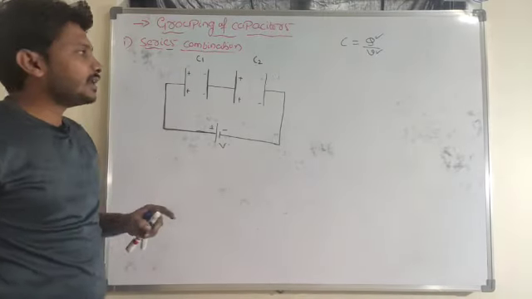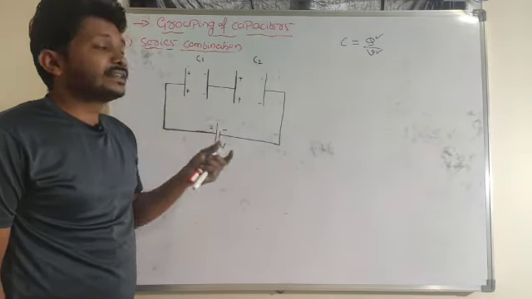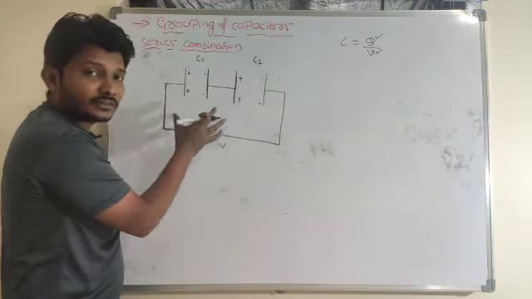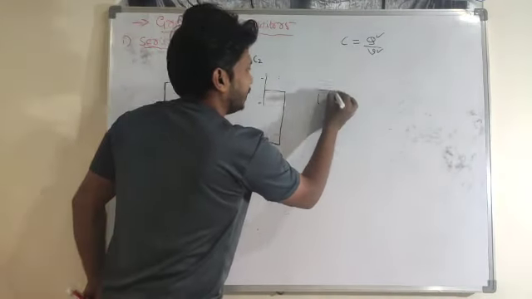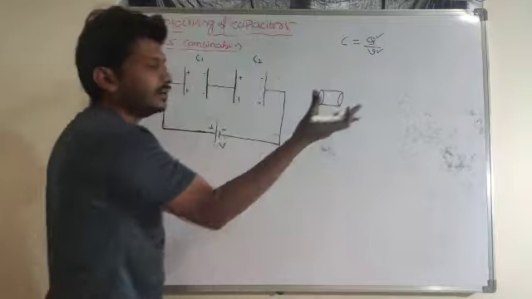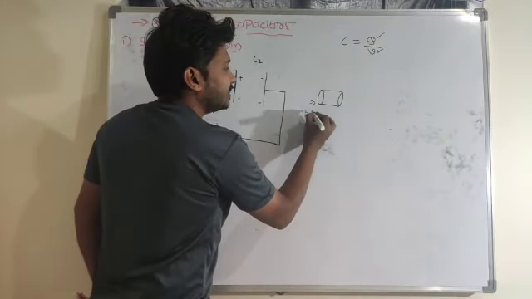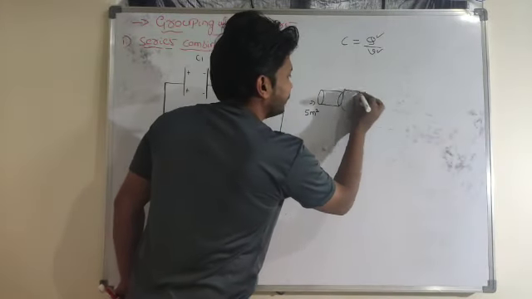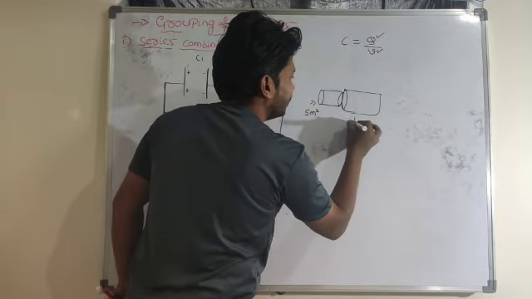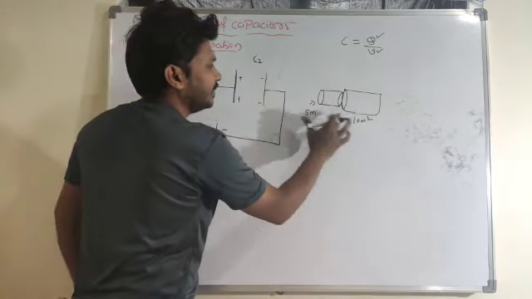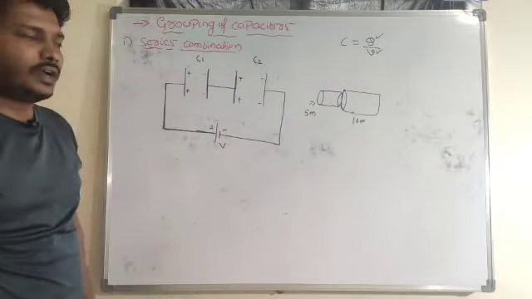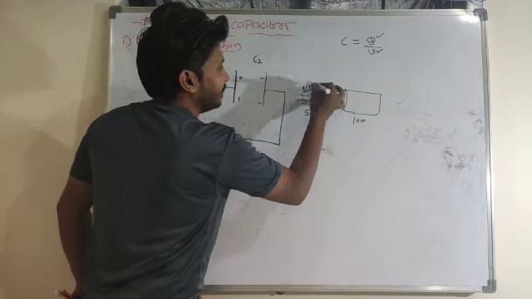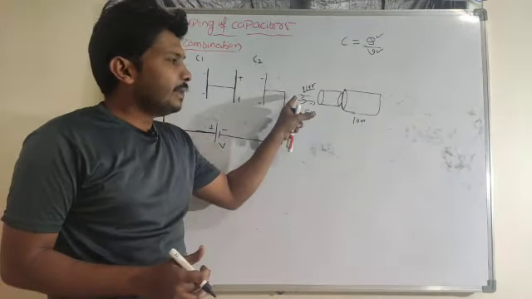Now let me understand what about the charge in the first capacitor and the second capacitor. Let me pause for a moment. For example, instead of these two capacitors, let me take two water pipes with different diameters. This one has a diameter of 10 meter, and this one has a diameter of 5 meter. Now I will allow 1 liter of water into this pipe.